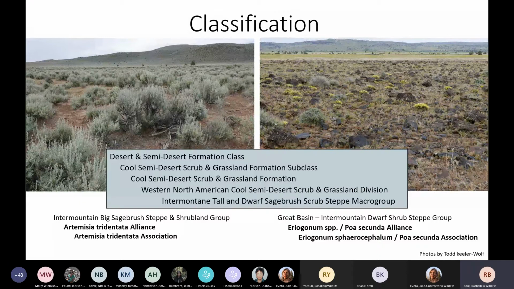but then they fall under different groups that are under this macro group, indicating then the Eriogonum falls under the Great Basin intermontane dwarf shrub steppe group, and the Big Sagebrush, surprise, it's under the intermontane big sagebrush steppe and shrub group. So this indicates that the Eriogonum Alliance is more related to the dwarf shrub or dwarf sagebrush group community types, low sagebrush.